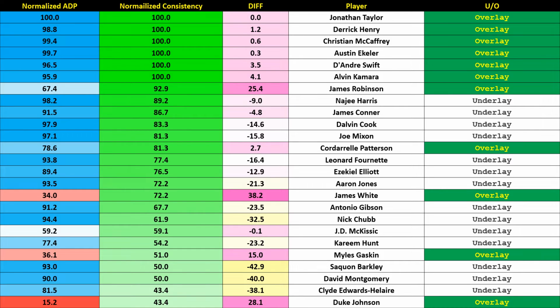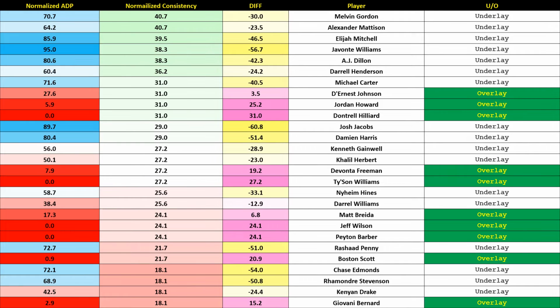And the opposite, people like Barkley, David Montgomery, Clyde Edwards-Helaire were the exact opposite. Look at the minuses. They were consistent, but compared to the price you'll pay is too much. They are costing you too much for what, at least consistency-wise, weekly, you should pay, at least if these numbers are real, and we'll know more by the end of the season. Okay, so it's a beta test. And I continue that journey.